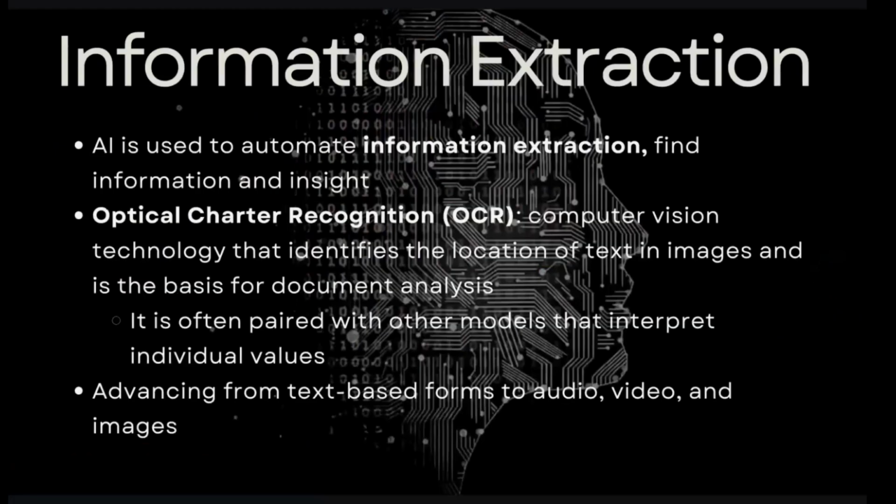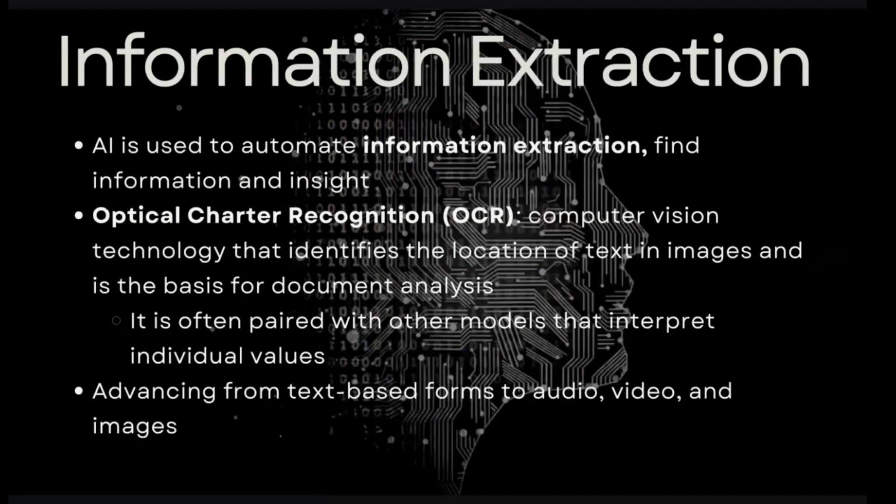And information extraction. So, AI is used to automate information extraction, or find information and insight. So, there's optical character recognition, which is computer vision technology that identifies the location of text in images and is the basis for document analysis. Optical character recognition is often paired with other models that interpret the individual values.